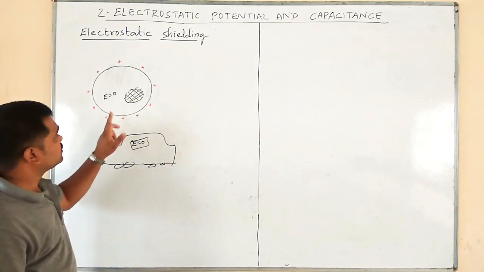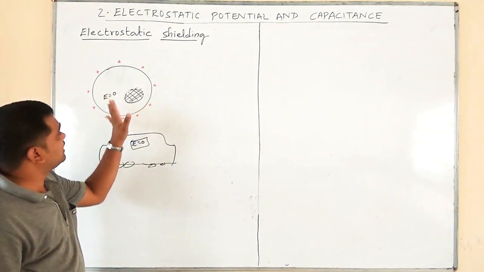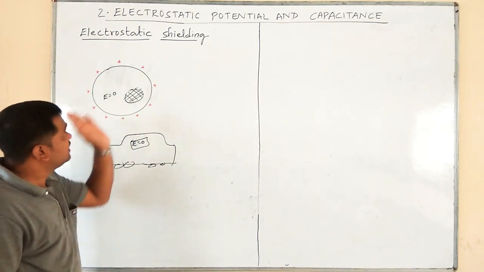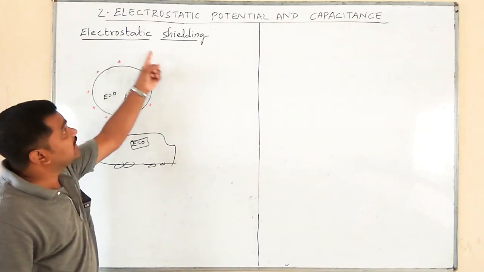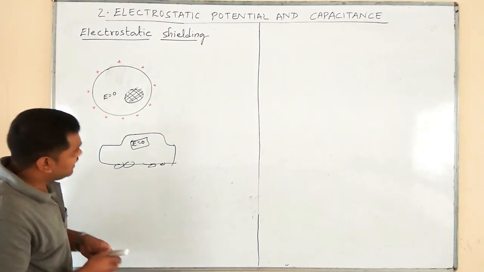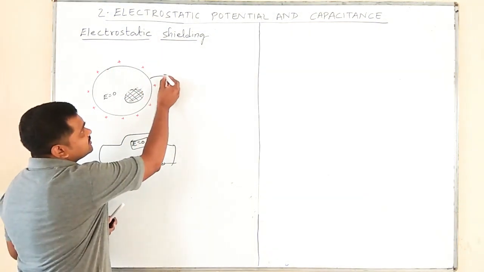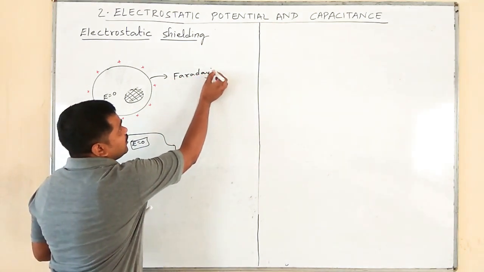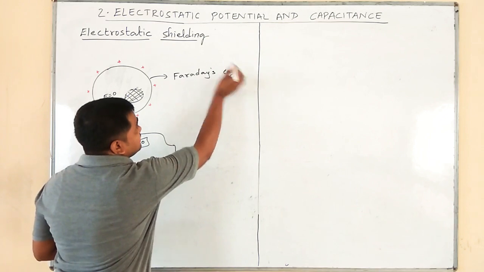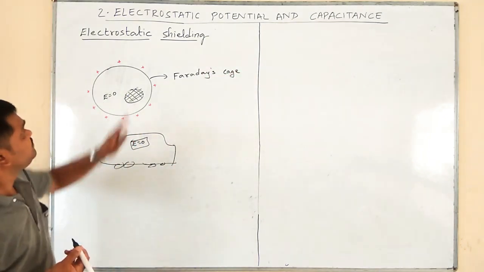Please remember, this technique of protecting a certain region or certain things from the effect of harmful electric fields is called electrostatic shielding. And usually we call this conductor Faraday's cage. What? Faraday's cage. Okay, fine.